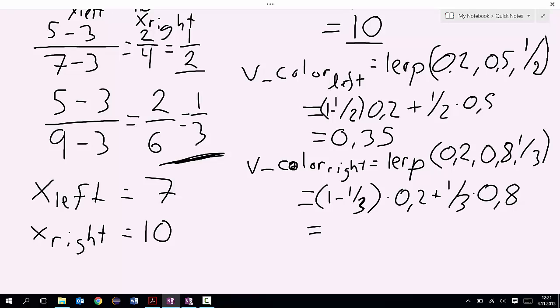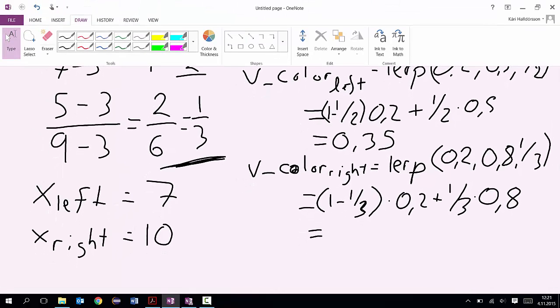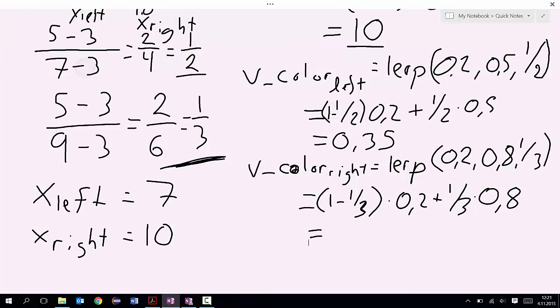So two-thirds times 0.2. Let's see if we can. So from 0.2 to 0.8, we have 0.6 of a range, and we're 1/3 along the way. So it'll be 0.2, 0.4 will be the answer for this.